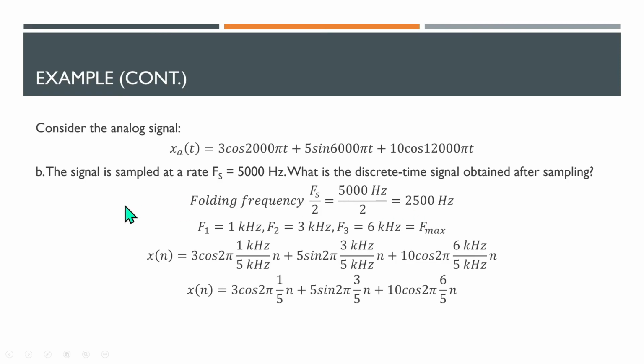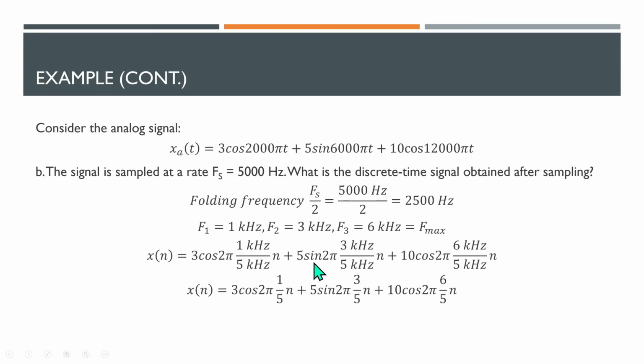We have the different frequency components. We have f sub 1 equals 1 kilohertz, f sub 2 equals 3 kilohertz, and f sub 3 equals 6 kilohertz, and that is your maximum frequency. We have x of n equals 3 times cosine 2 pi. The f here is your normalized frequency. So for the first term, we have f of 1 kilohertz divided by a sampling rate of 5 kilohertz. And then we multiply n.